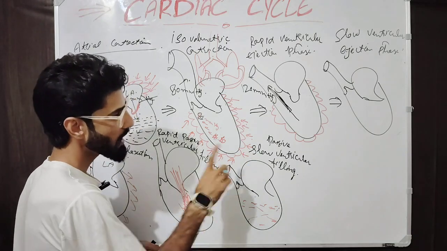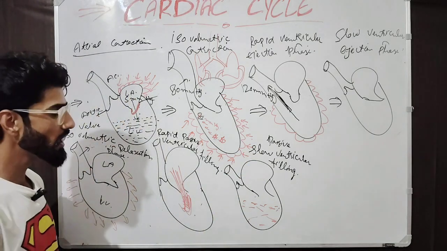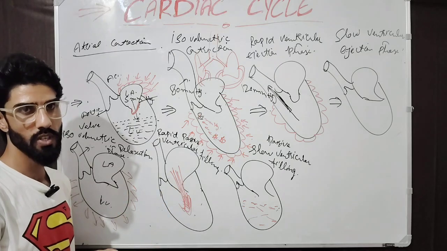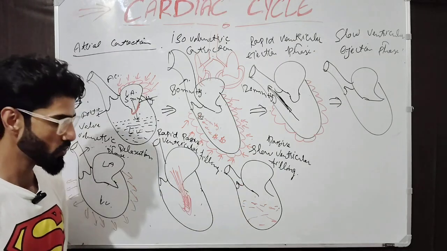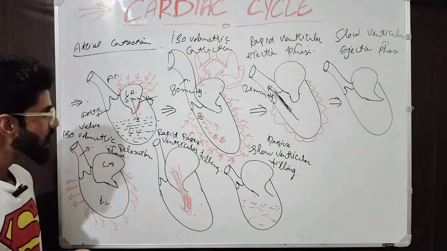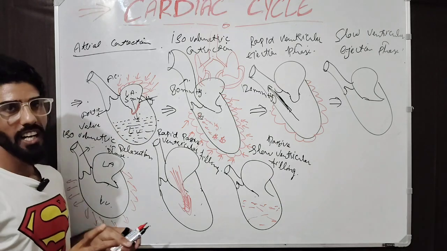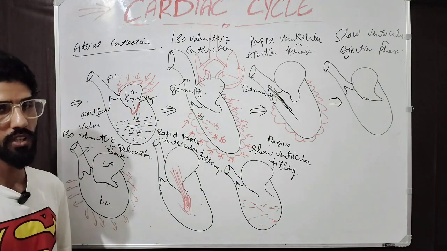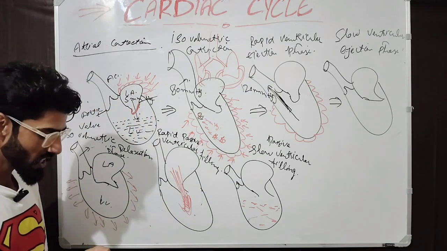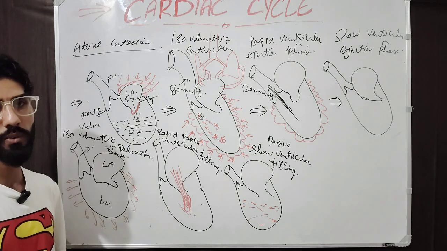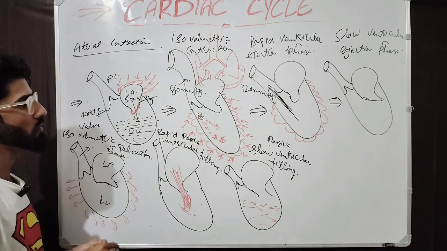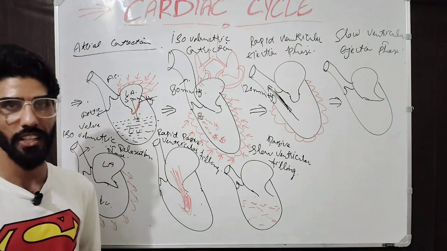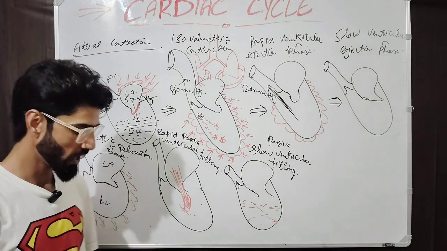Okay, and then slow passive ventricular filling, during which the ventricles will be filled with the blood but with less force. Understood? Because the pressure here will reduce. Now we'll correlate this cardiac cycle with the heart sounds. Just a brief lecture here, and then we will have a detailed lecture in the upcoming videos.